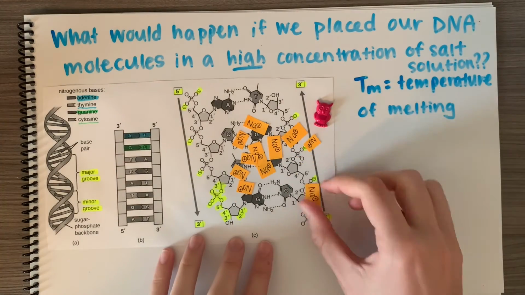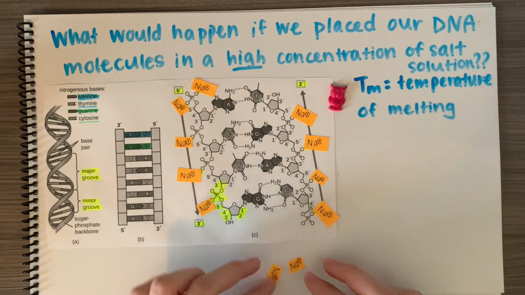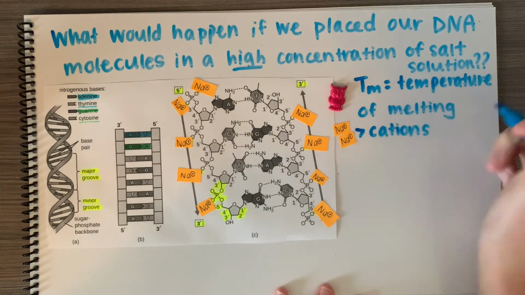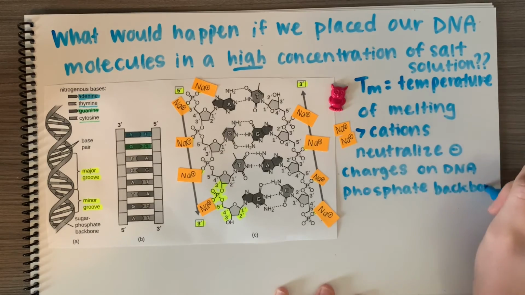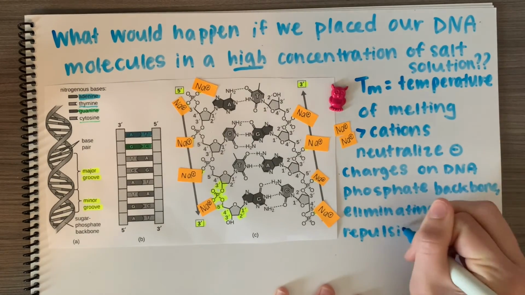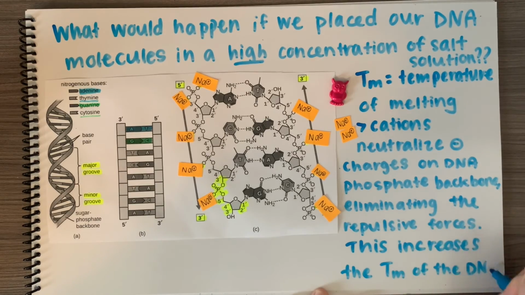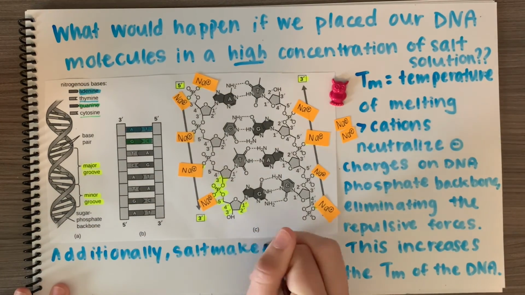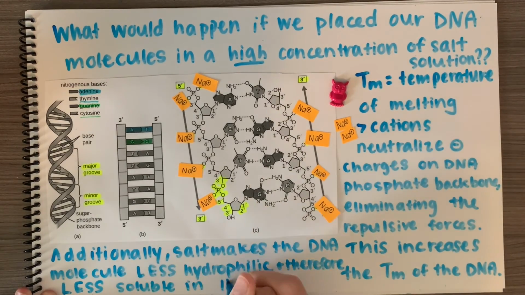The positively charged sodium in the solution will go and find the negatively charged oxygen in the phosphate groups. Sodium is the cation of the salt, and the positive charges neutralize the negative charges on the DNA phosphate backbone, eliminating the repulsive forces there. This increases the Tm of the DNA. Additionally, the salt makes the DNA molecule less hydrophilic, which makes it less soluble in water.